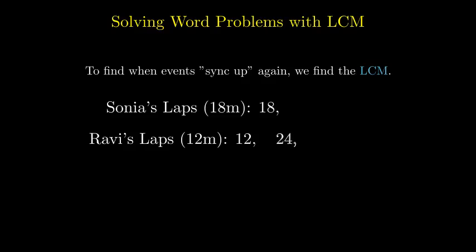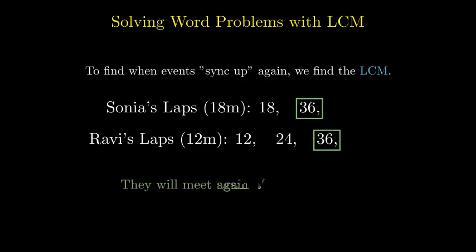cycle times. Sonia completes laps at 18, 36, 54 minutes, and so on. Ravi completes laps at 12, 24, 36, 48 minutes, and so on. The first time both sequences share a value is 36 minutes. We can see this highlighted on screen. The LCM of 18 and 12 equals 36. Therefore, Sonia and Ravi will meet again at the starting point after 36 minutes.